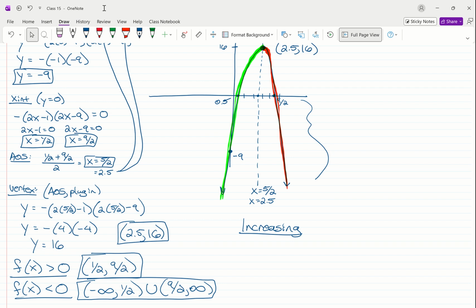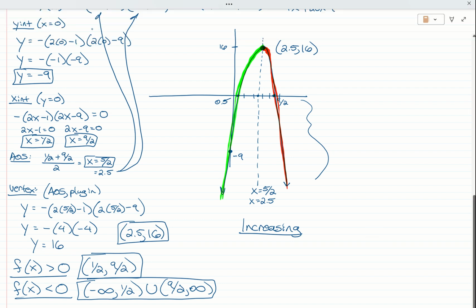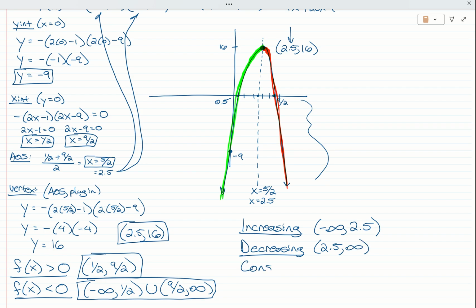So the way that we're going to write that is we'll say the graph is increasing from negative infinity up to the x value of 2.5. It's always going to be where your axis of symmetry is. That's going to separate the increasing and decreasing for quadratics. The graph is decreasing from 2.5 to infinity. The graph is not constant anywhere. The last example that we do, I'll show you an example where we would have constant, but this is nowhere.